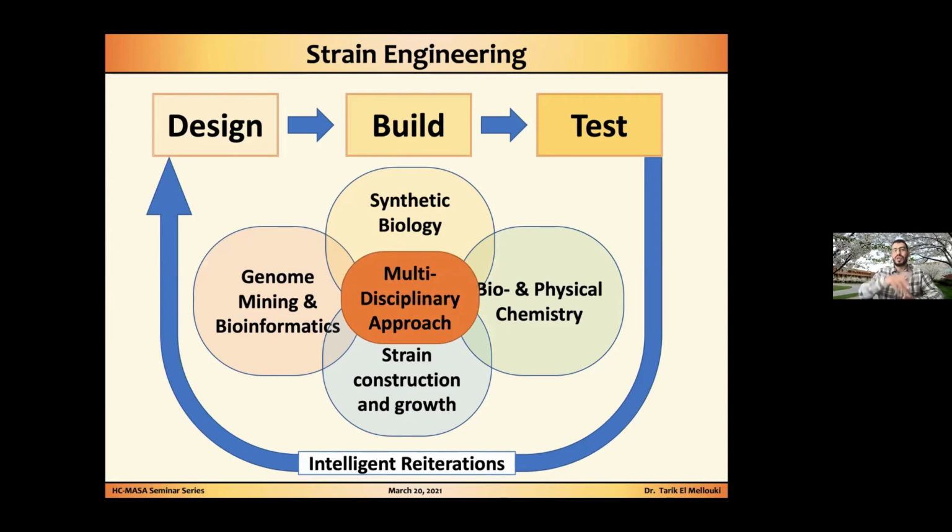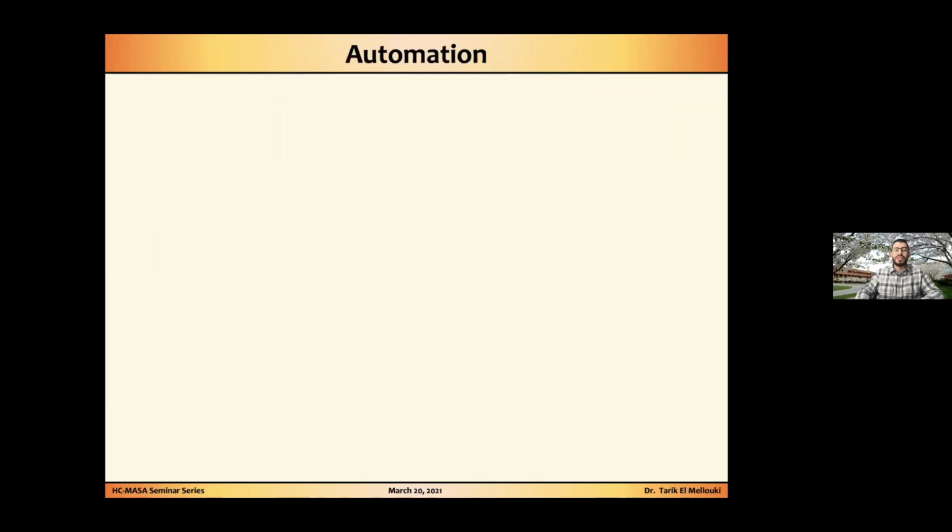And of course, this process, this model is repeated, and the intelligent reiterations can go through a traditional way, which is humans looking at data and making decisions. Or nowadays, a lot of labs are opting for using machine learning and using an algorithm that will look at the data and will make a decision on what would be the best new round of DBT, which is design, build, and test. As I said, automation is critical nowadays.